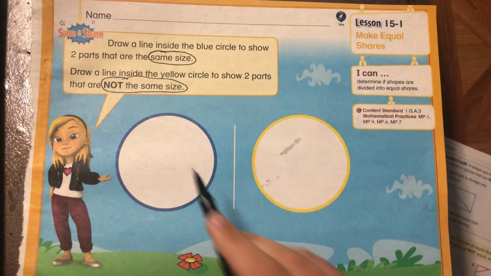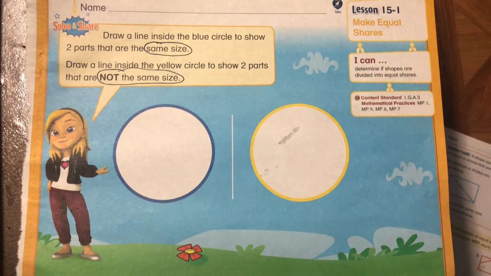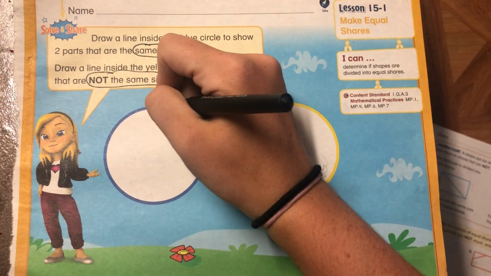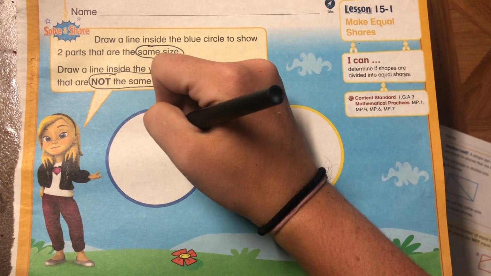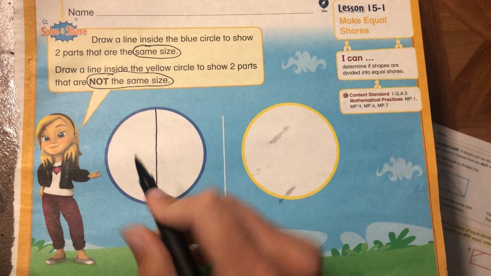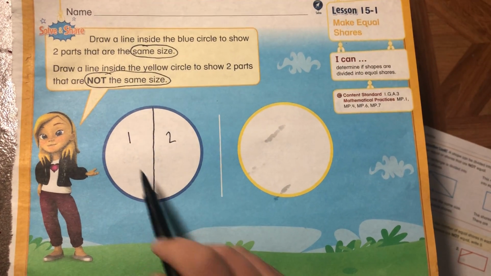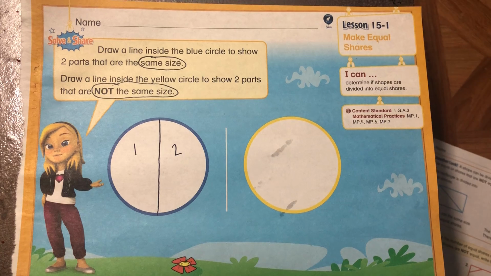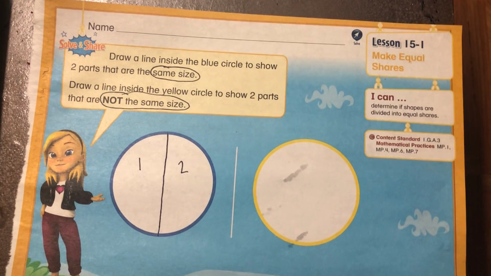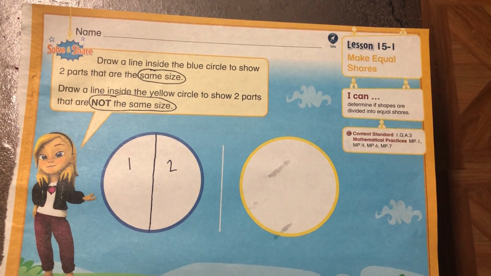So let's take a look at the blue circle. It wants us to draw a line that shows two parts that are the same size. So you can simply draw a line right down the middle that shows one and two parts. They look to be pretty much about the same size. This means that they are equal. They are equal parts.